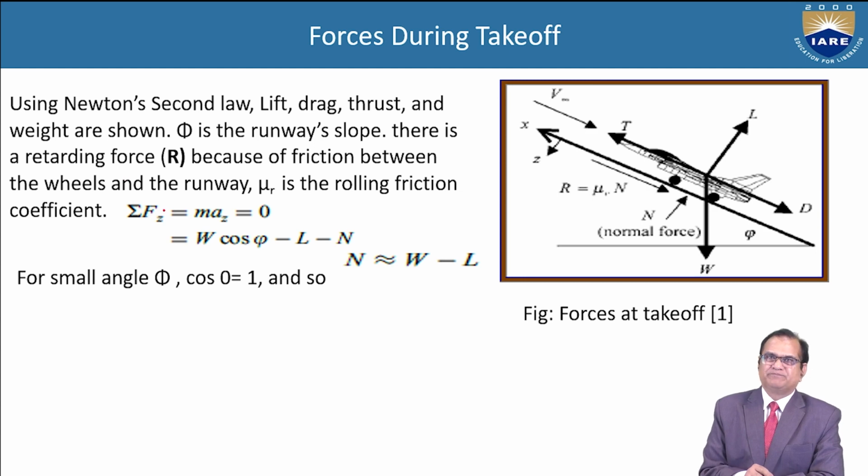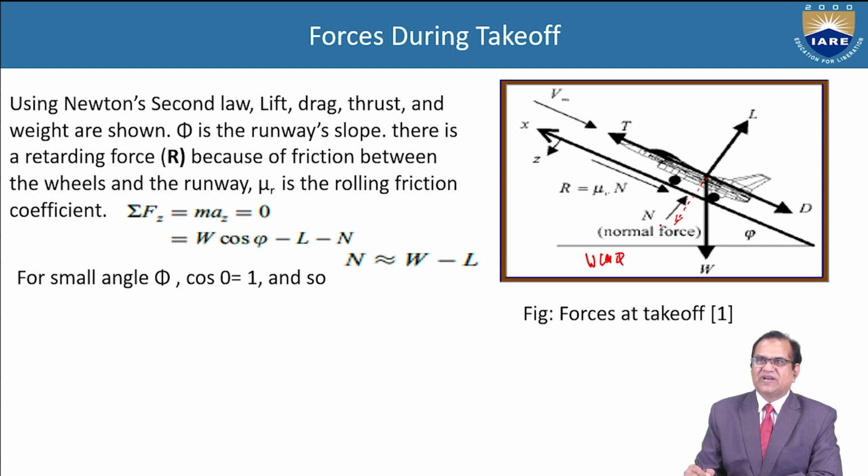So Fz in the vertical direction is equal to m az, which is equal to 0. We can see here that this is W cos phi. This is the force in this direction. This is W cos phi minus L minus N. So this N is acting in the upward direction.